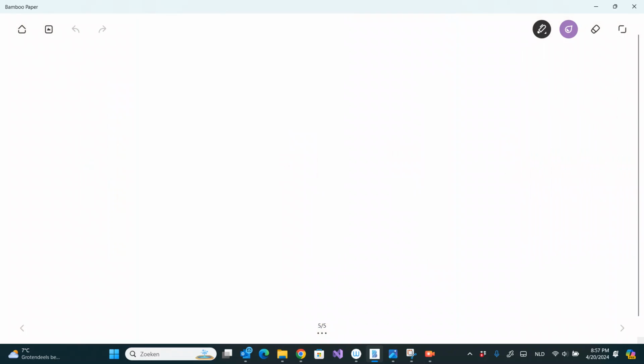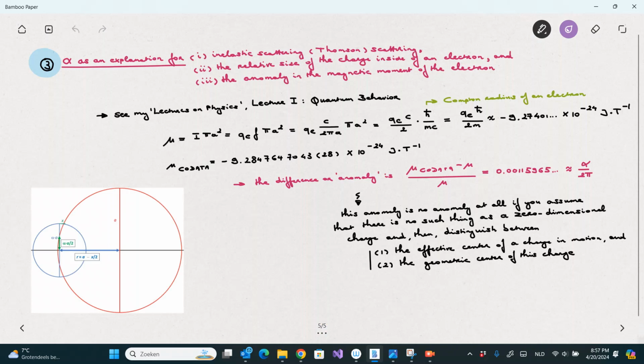Let me clean this up and go to the last. The third context, and it's a bit the same, where the fine structure constant pops up. This context is indeed what I said with Compton scattering. Compton scattering is exactly the same as what I told you, it's photon-electron interaction. And sometimes the scattering is inelastic, sometimes it's elastic.